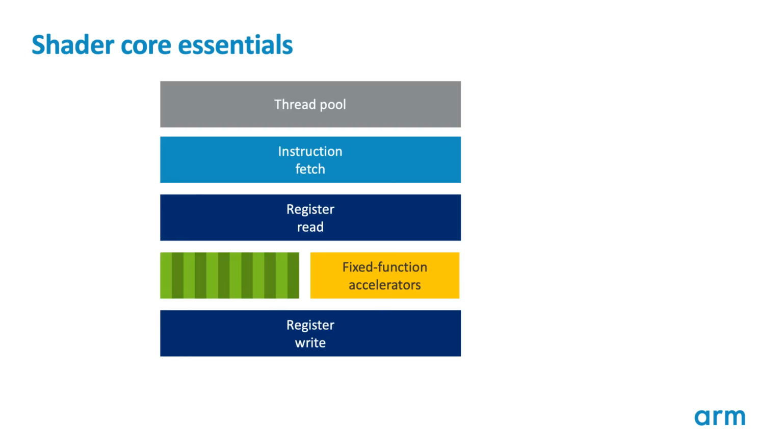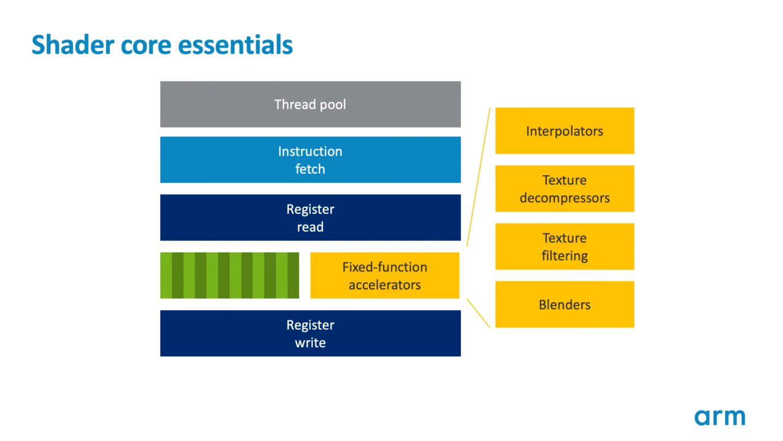The final aspect of the programmable core is a set of fixed function accelerators, that handle many of the domain-specific instructions that form parts of the graphics shader programs. Common units include interpolators for varying data, texture decompressors, texture sampling and filtering units, and frame buffer blending units for alpha transparency. These units are more energy efficient than emulating the behavior in general-purpose instructions.